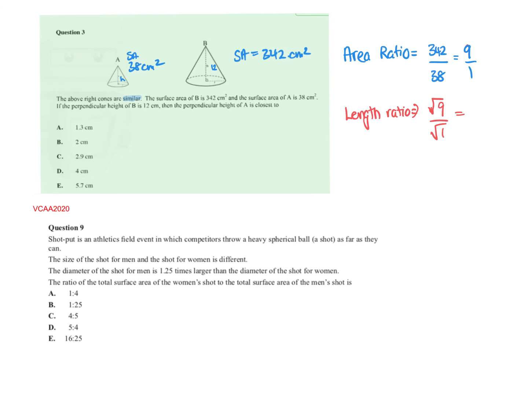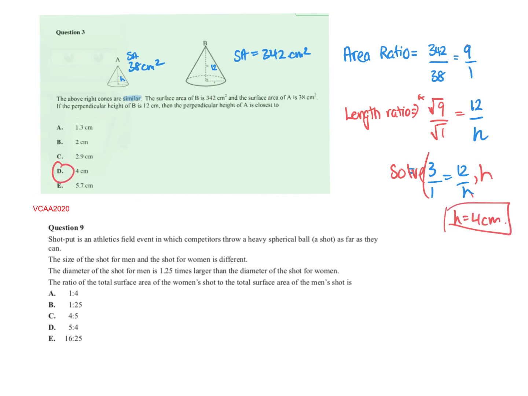So I could say that equals 12 over H, because I don't know what the smaller one is. Then you'll end up with 3 over 1 equals 12 over H, and you can solve. You can solve at any stage, you could have solved up here too. But comma H, and we'll see that H equals 4 centimeters. Okay, so we've got that one.